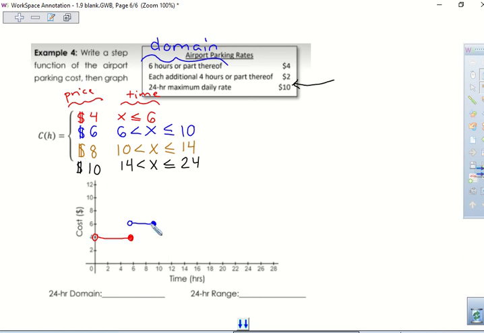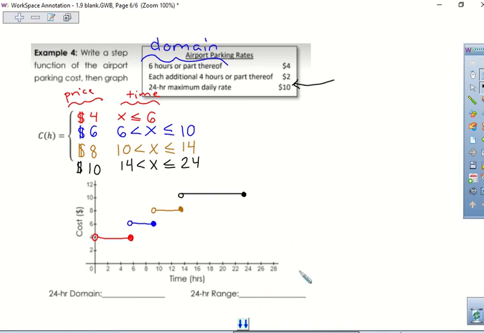And then at $8, you can park from 10 to 14 hours, but if you're parking exactly 10, you're not going to pay $8. So from 10 to 14, you're going to pay $8. And then lastly, if you want to park more than 14 hours, you're going to pay $10, all the way up until you can park for 24 full hours. You already paid for 24 hours. And then from there, you can't do anything else because your car is going to get towed out of the lot. So we cut it off there, okay?